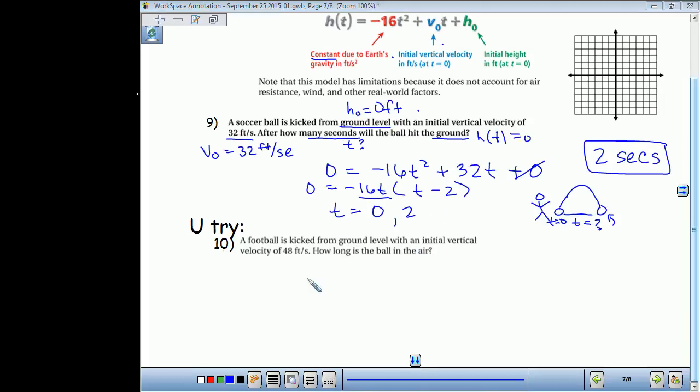Okay, take just a minute and see if you can do number 10. Use this.